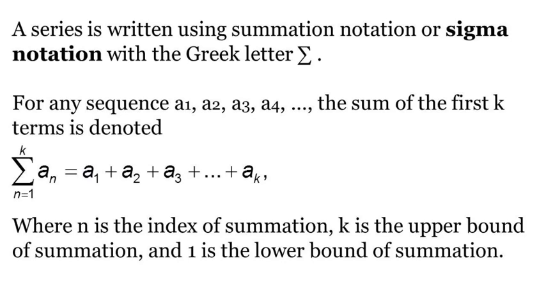For any sequence a1, a2, a3, a4, the sum of the first k terms is denoted as shown. I would read this as the sum of the sequence from 1 to k. So 1 is the starting position, or the lower bound, and k on the top is the upper bound of the summation.